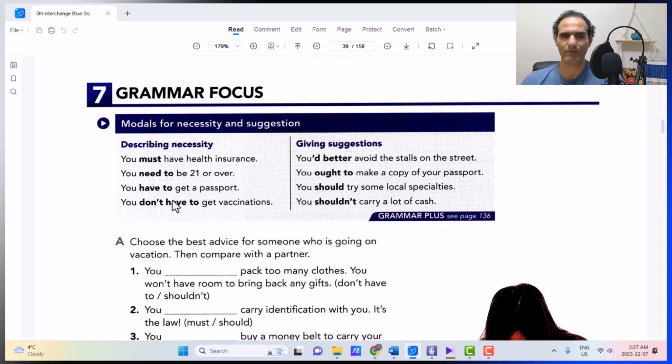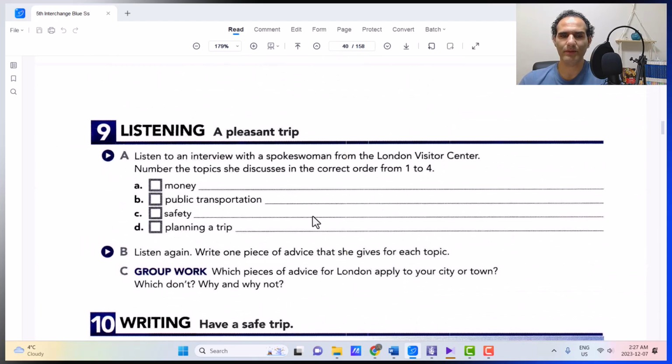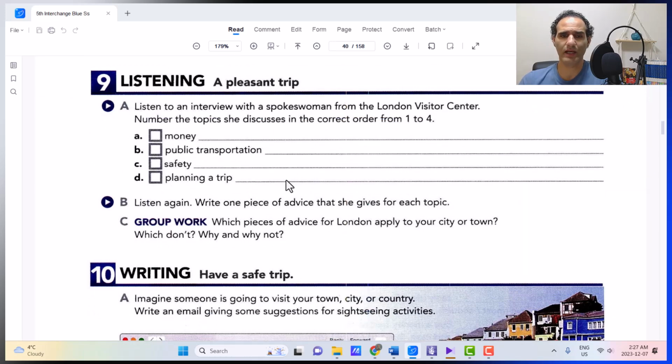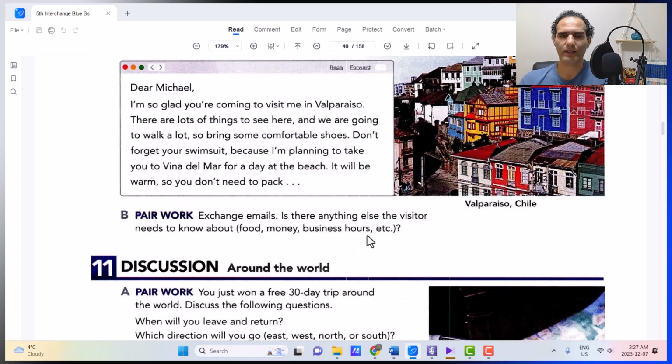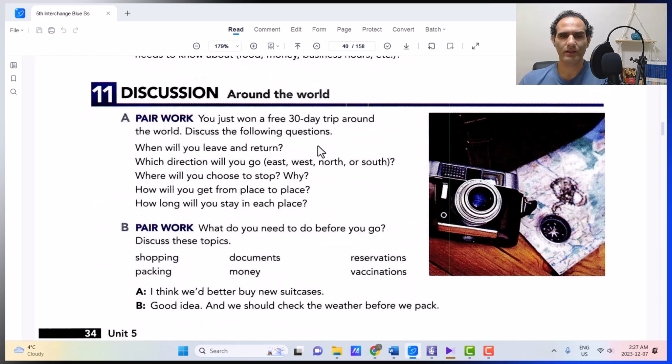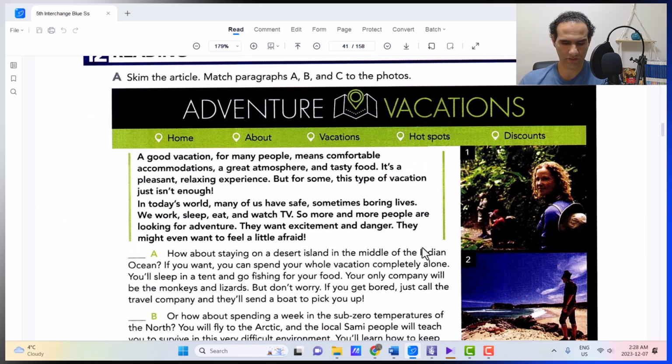I told you that must, need to, and have to are the same, interchangeable when they are positive, but in negative, just need to and have to are the same. And for suggestions, all three are the same, but they lose their strength as you come down. Here I provided you with ample examples. In the listening, we had this beautiful talk about London, writing an email, the discussion we had about the 30-day trip, and the reading that we just finished.